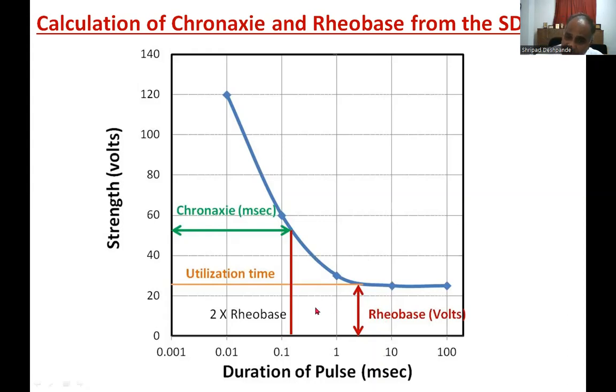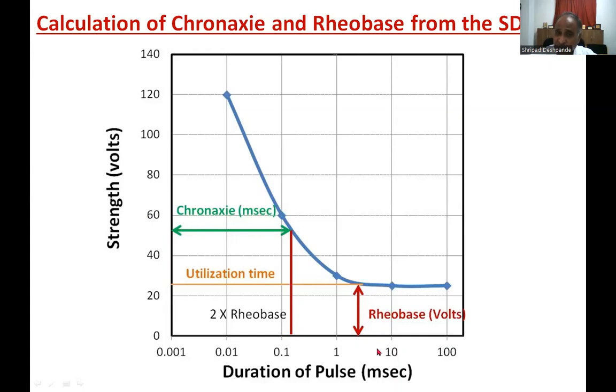Then we have another term. When we take 2 times the Rho base, the time required to produce a response with 2 times the Rho base is known as Chronoxy. And this Chronoxy has units in milliseconds, time units. Now I have defined Chronoxy. We will see the Chronoxy there.